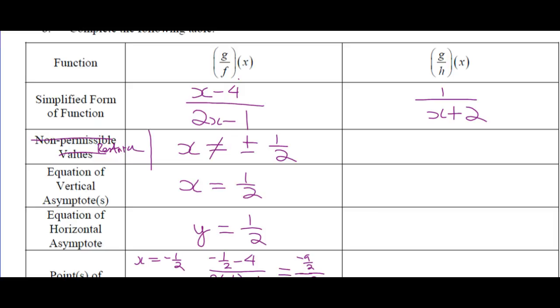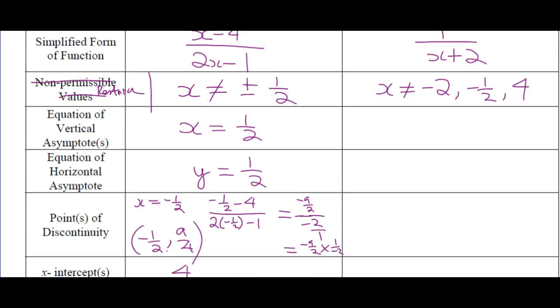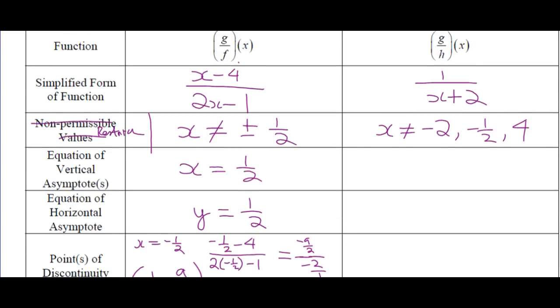The restrictions were x is not equal to negative 2, negative 1/2, and 4, right? The equation of the vertical asymptote: the vertical asymptote is what's left on the bottom, which is just this guy, so it's x equals negative 2.